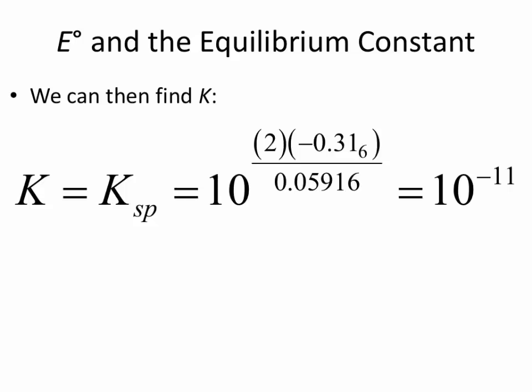Now we can then find our K, and note here that our K is a special K. This is a KSP because we have simply our solid iron carbonate turning into iron 2 ions and carbonate ions. And so here the value then is 10 to the negative 11th.